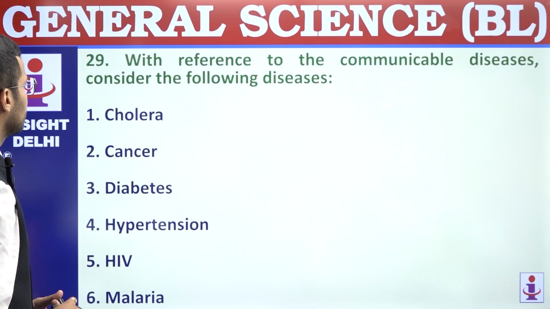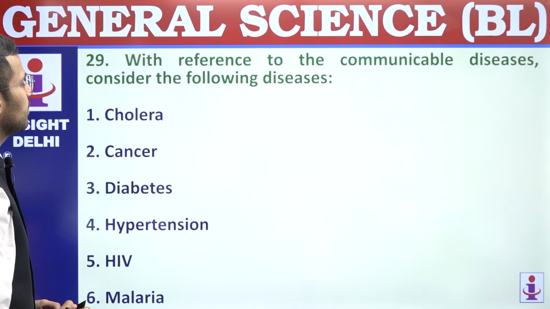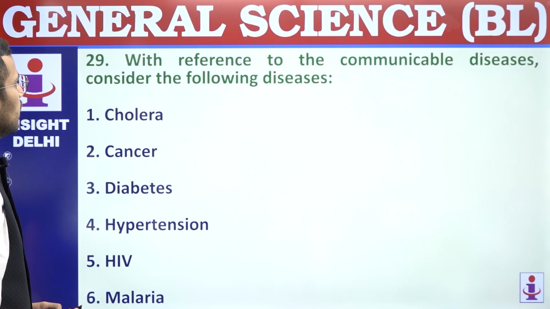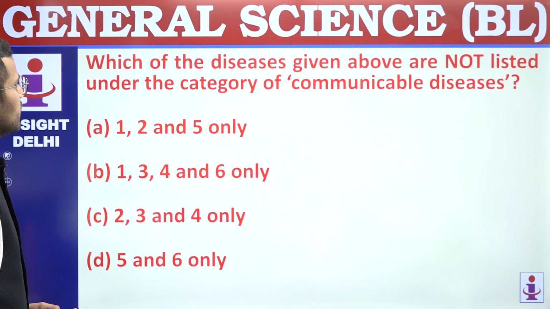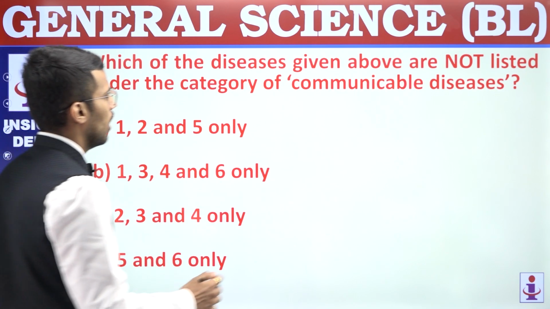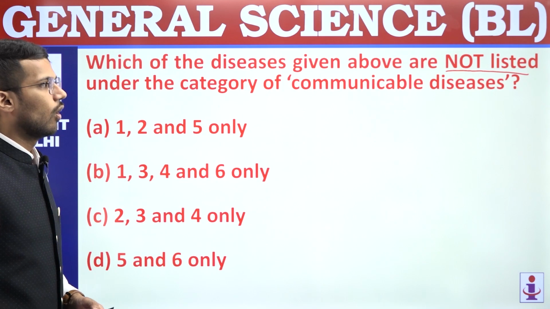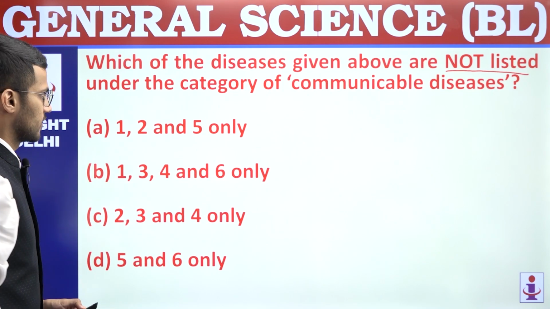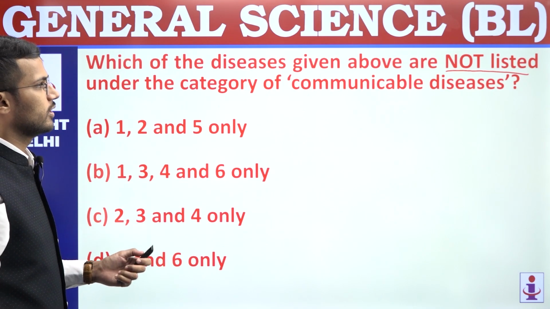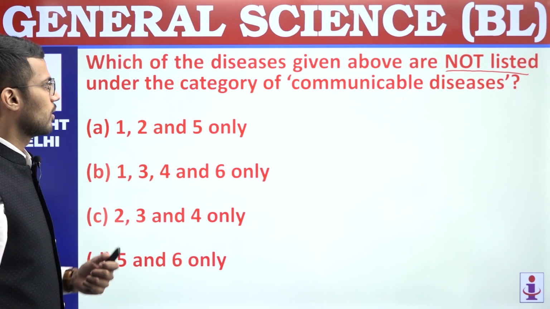Next, 29. With reference to the communicable diseases, consider the following diseases. Which of the diseases given above are not listed under the category of communicable diseases? Right? So we are supposed to find out the diseases which are not communicable.